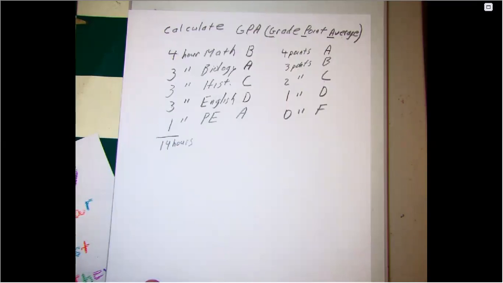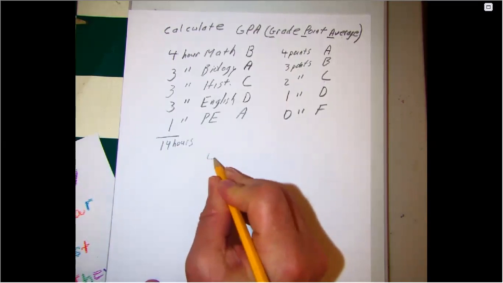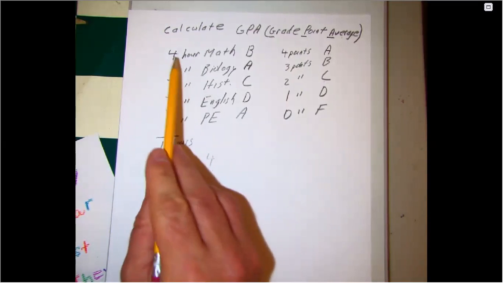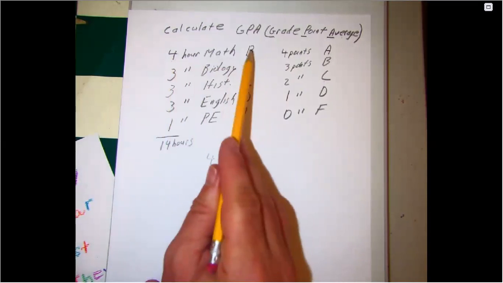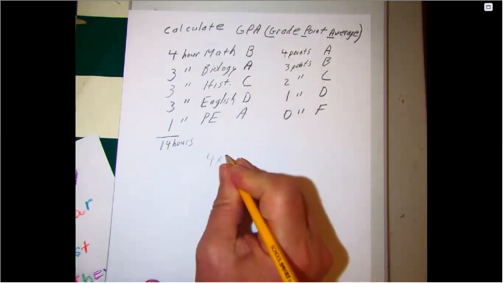Back when we were doing the credit card calculation, it was money in days. Now we're doing grade points, it's points in hours. So the way that works out, very much similar. Okay, so this math class was a 4-hour class. He made a B. A B is 3. So you write down 4 times 3, right, folks?